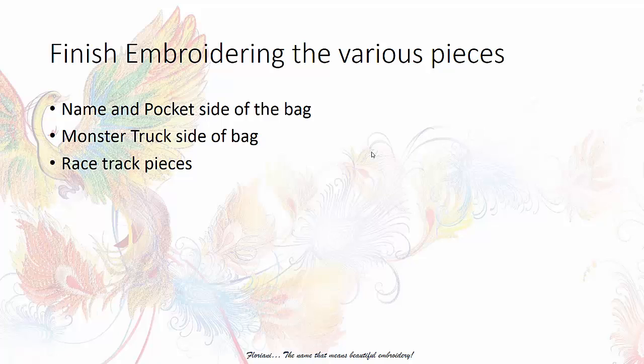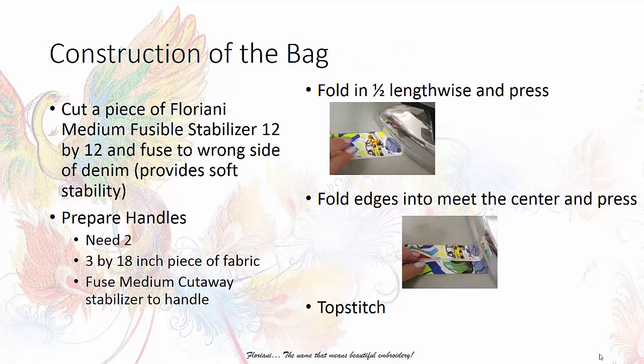As far as completing the project, this is a fairly simple project in that you're just making a bag. You're going to do several separate hoopings. One of the hoopings is going to be embroidering the name and the pocket on the outside of the bag. Another hooping will be embroidering the monster truck on the outside of the bag, and feel free to modify this project as you see fit. And then the other hoopings, and it may be 1, it may be 3, it may be more, is you're going to embroider your racetrack pieces. To stabilize my bag, I used the Floriani medium fusible stabilizer.